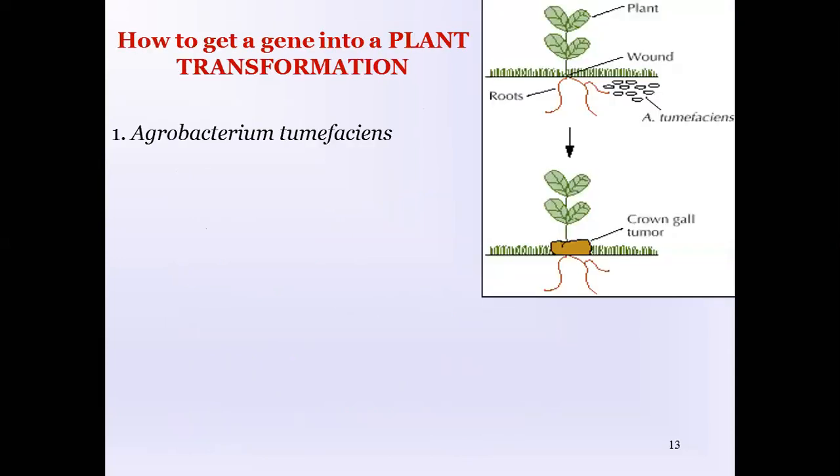Yes sir. Okay, so how to get a gene into a plant? So there is plant transformation. There are different methods through which we can do plant transformation. Before this, we saw that bacterial transformation is done by 2 methods. The first one is through heat shock method or chemical method, and the second one is electroporation.